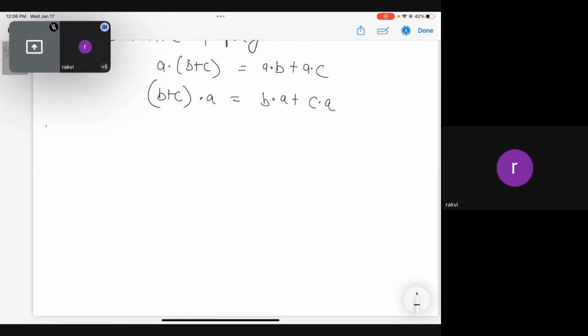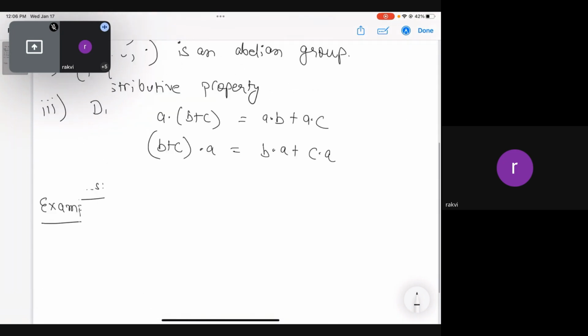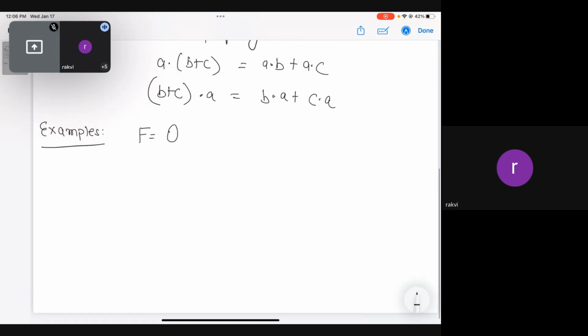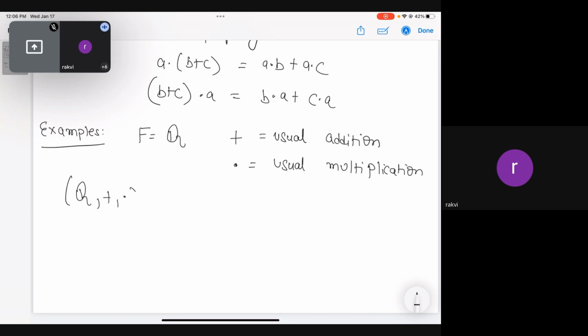And we also saw some examples. For example, if you simply take the set of rational numbers, and the addition and multiplication are the usual ones, the natural addition, like I'm sure everybody knows how to add rational numbers, and that is the addition that I'm thinking of, and this is the usual multiplication. Then this is an example of a field.